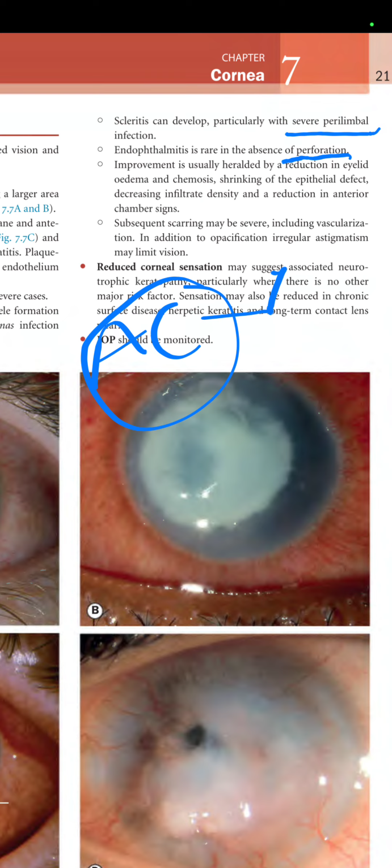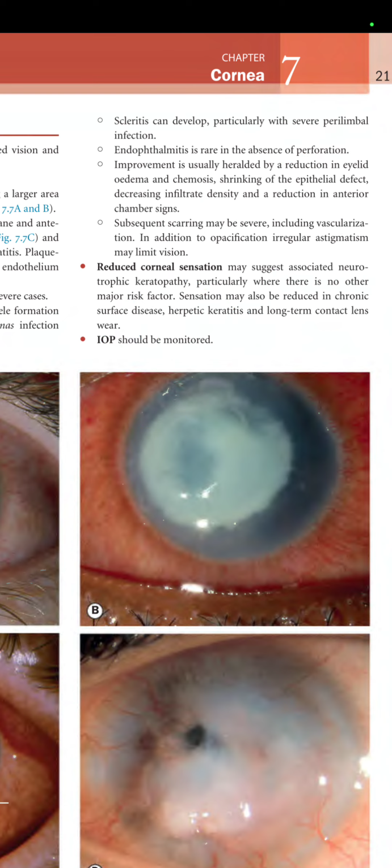Subsequent scarring may be severe, including vascularization. In addition to opacification, irregular astigmatism may limit the vision. So in post-infective sequelae, there can be opacification of the cornea, which can lead to astigmatism, and that is why the patient can present with lifelong decreased corneal vision. Another sign is reduced corneal sensation.